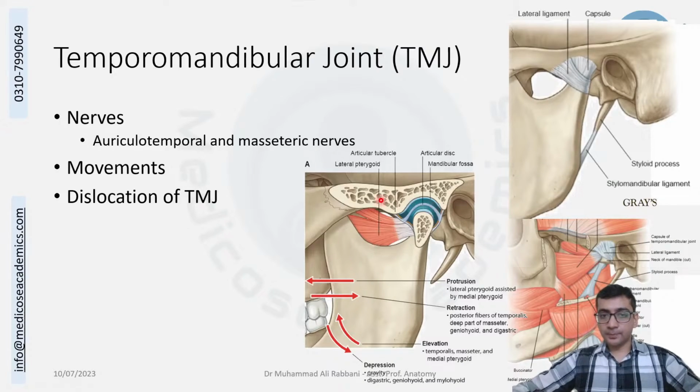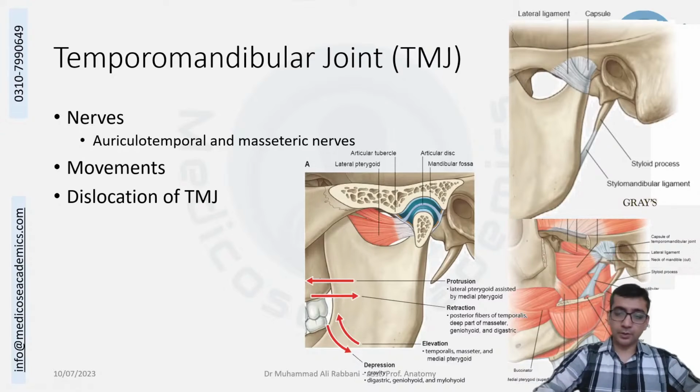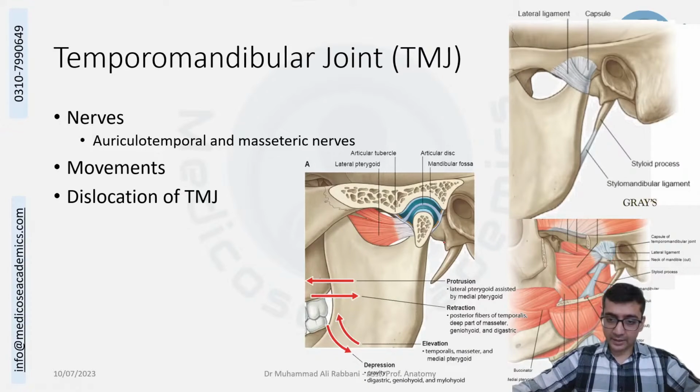Hilton's law, the nerves that are supplying this. Let's not discuss Hilton's law right now. The nerve that is supplying this joint is the auriculotemporal nerve. It comes from the back of the mandible, moving from here and moving up like this. So this is the auriculotemporal nerve that is supplying the temporomandibular joint in addition to the other things that it is supplying. And we talk about the dislocation of the temporomandibular joint.